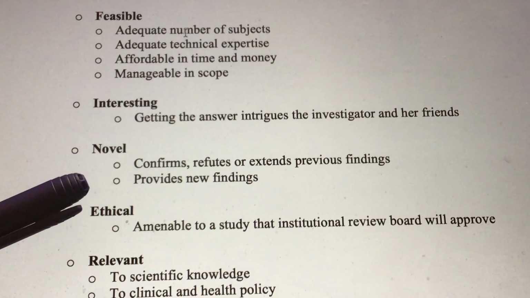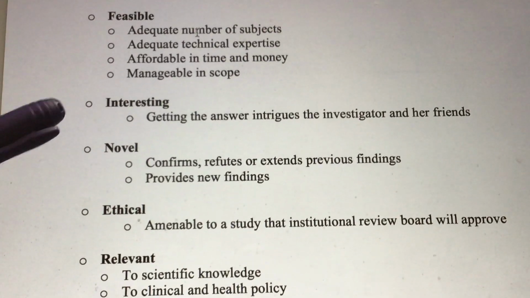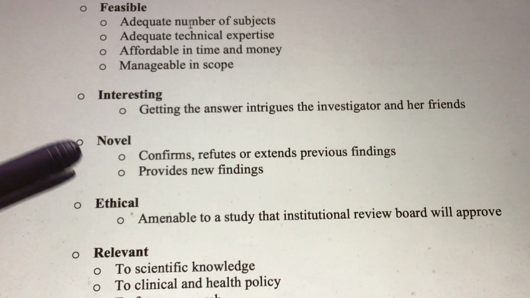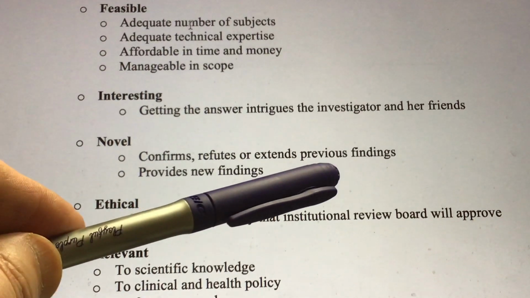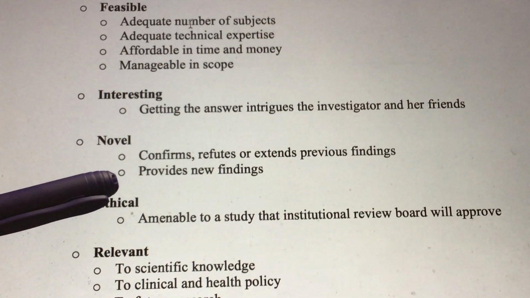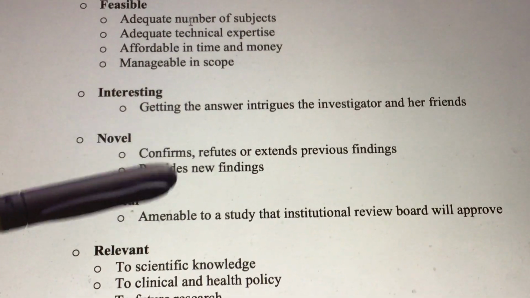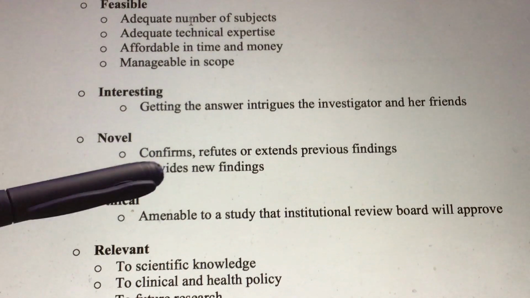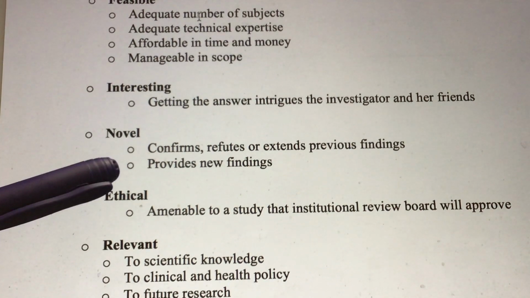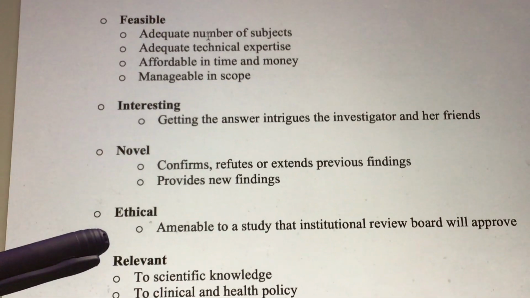It should be novel. A good research question, right? This is all about criteria for a good research question, but it can also be applied to a good research design. It can also be applied to a good research study. Novel. Does it confirm, refute, or extend previous findings? As I mentioned earlier, a study that goes over what has been done before and confirms it, refutes it, or extends previous findings, that's what science is all about. It's additive, right? Science is always adding upon new knowledge that is built upon what comes before. You're providing new findings, a new way of looking at it, a new way of doing it. Wonderful.